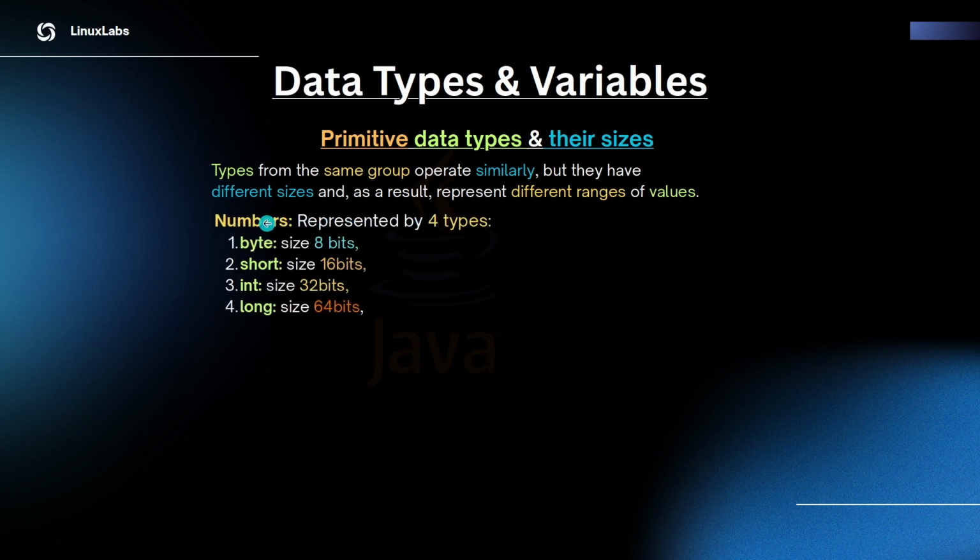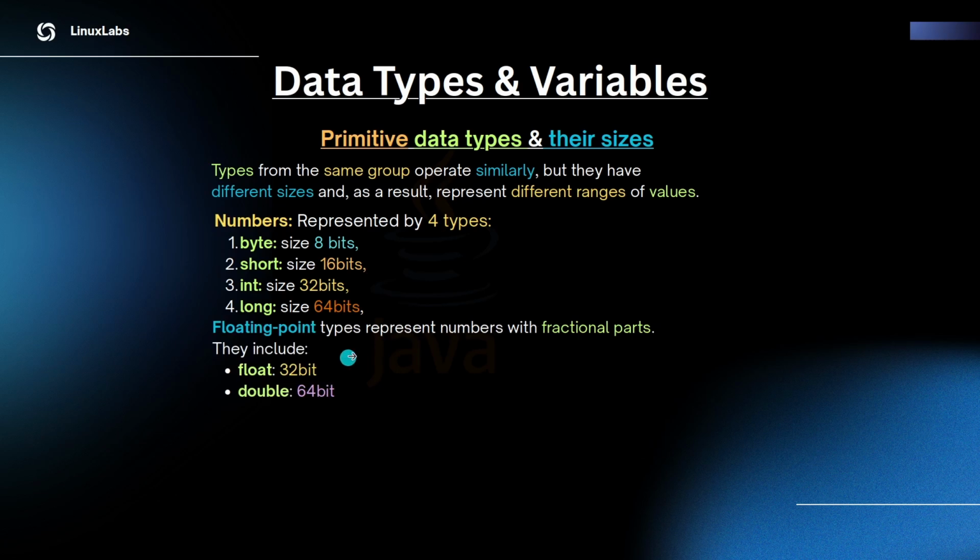So we have a number type here which represents 4 types, and I told you they have different ranges which result in different sizes. The byte here has a size of 8 bits, so it can only store data from -128 to 127. The short is of 16 bits. We have another one, integer, a data type of size 32, which is very common. Then we have a long type which is of size 64. So these were the number data types.